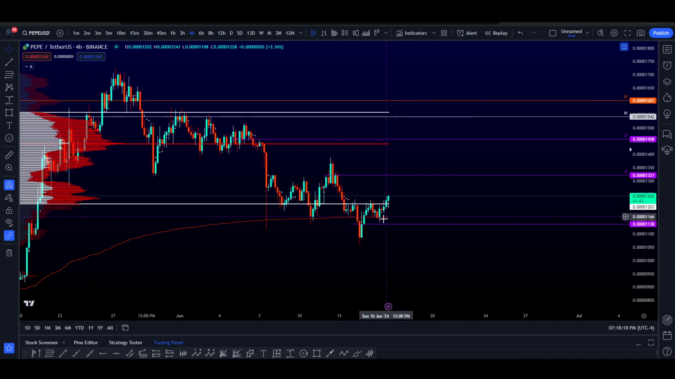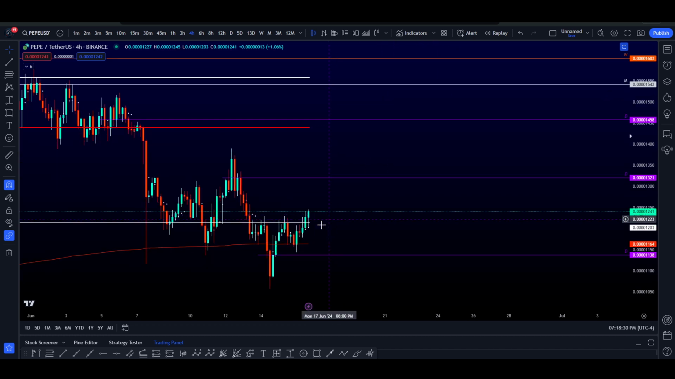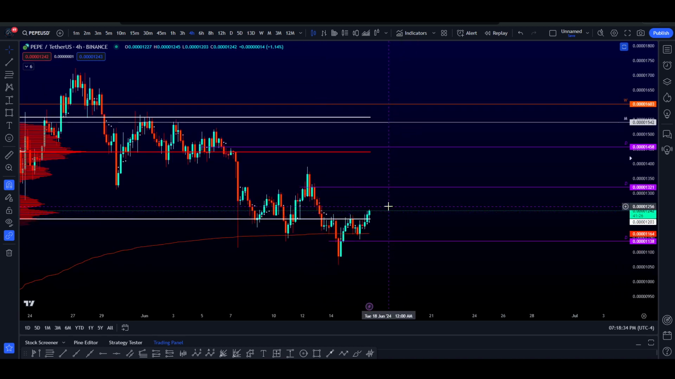Now, since that bounce, we've reclaimed the fixed range volume profile. We've reclaimed the anchored VWAP. We've basically tested the daily level, and we're just one time framing on the 4-hour time frame to the upside. So this is very, very bullish price action.